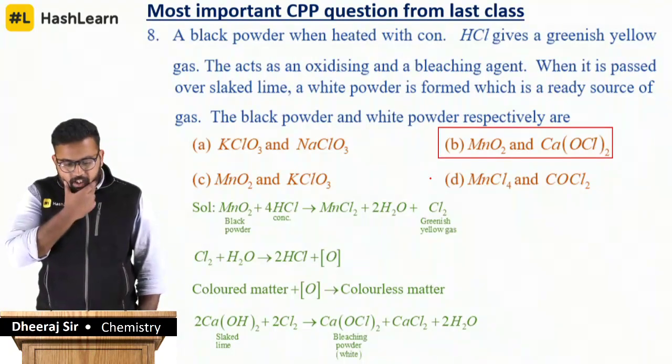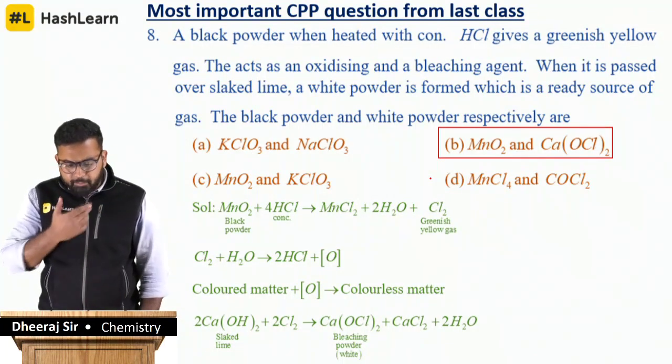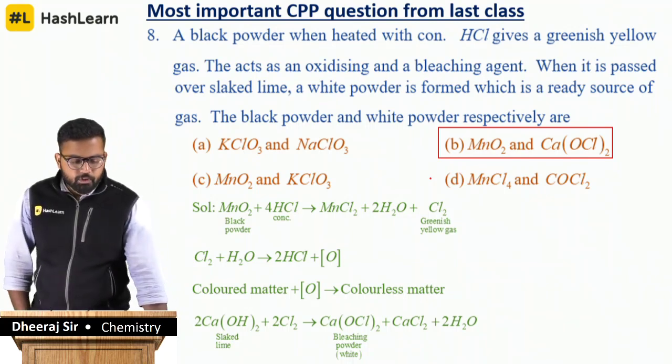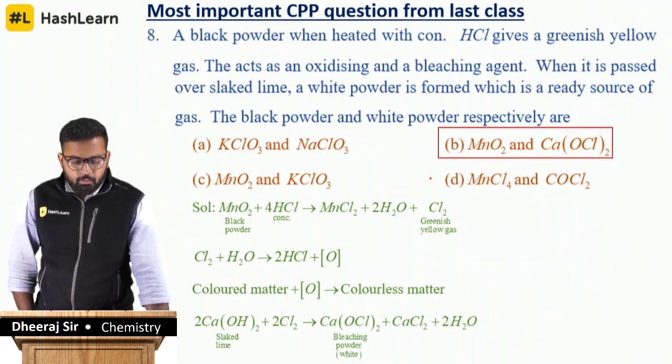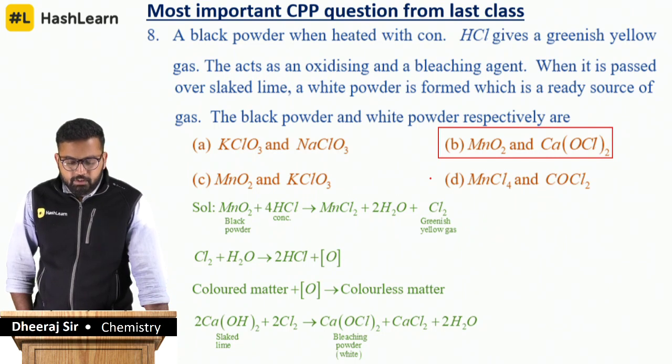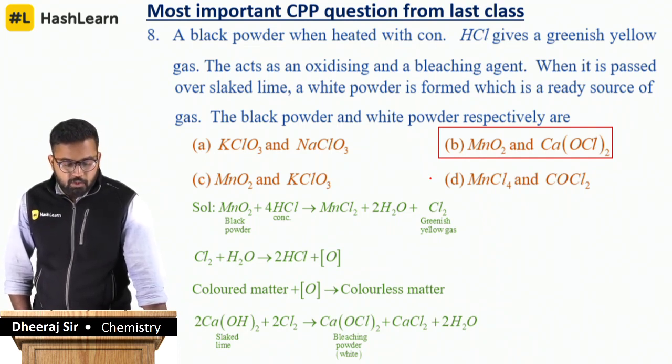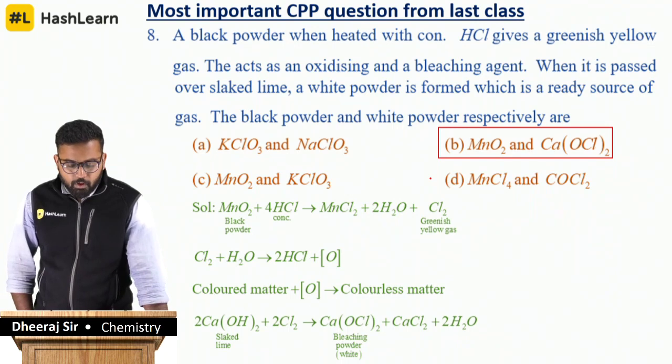Moving ahead, let's quickly look at the CPP question that I had picked up from the previous class. We had asked: a black powder, when heated with concentrated HCl, gives a greenish yellow gas. The gas that is produced acts as an oxidizing as well as a bleaching agent. When it is passed over slaked lime, that is the key word, a white powder is formed, which is a ready source of gas. The black powder and the white powder respectively are.